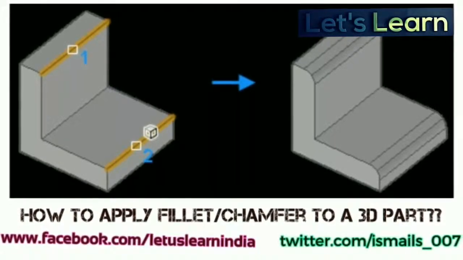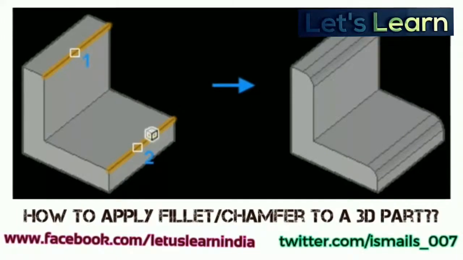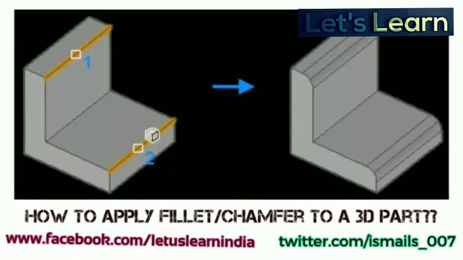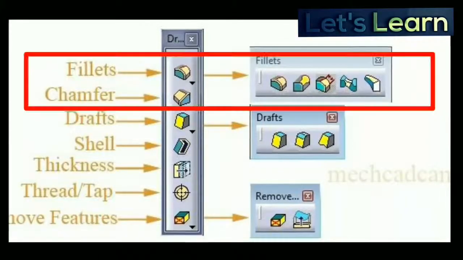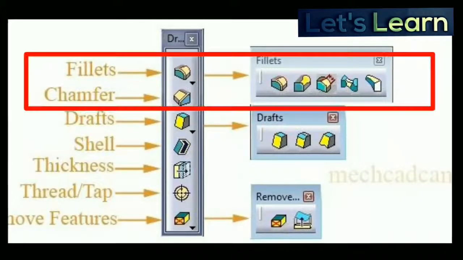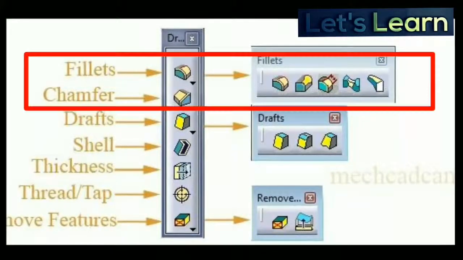A fillet is a curved surface of a constant or variable radius that is tangent to and joins two surfaces. So these are the icons which we are going to see in this video, the types of fillets and the chamfer feature in Catia.